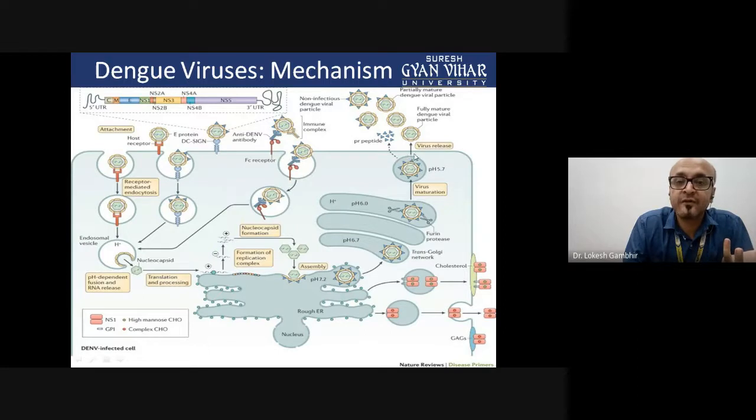And that mature virus, surrounded in the endosome and in this bud, which contains the membrane, now the membrane will fuse, and this mature virus will be released. Fully mature dengue viral particle is now released.